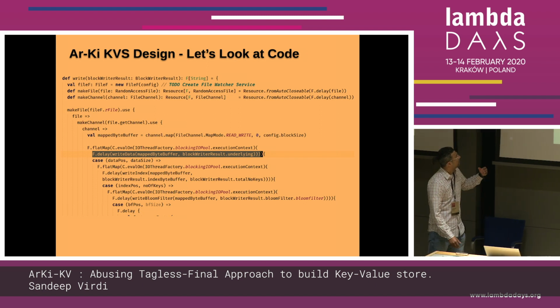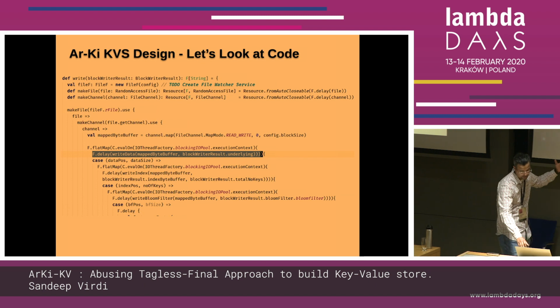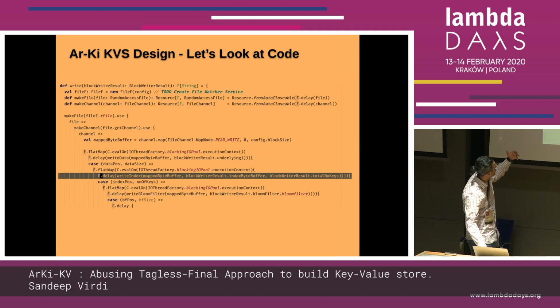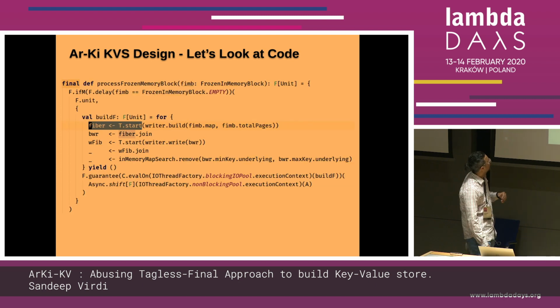So once you have the file, you create a channel of it. After creating the channel, you write data, and then you write the index. Once you're done with the index, you write the Bloom filter and the footer, and you're done.